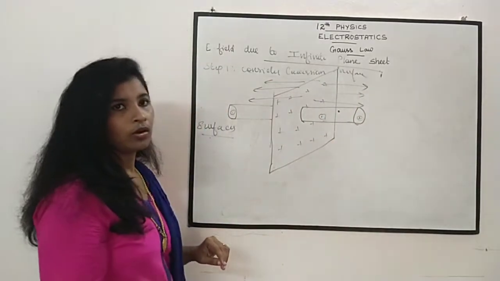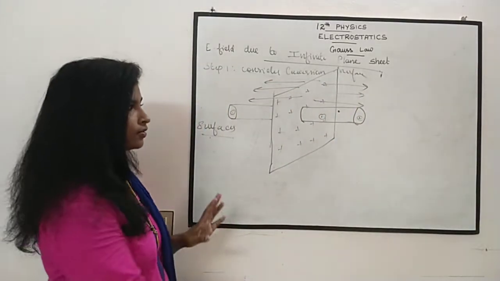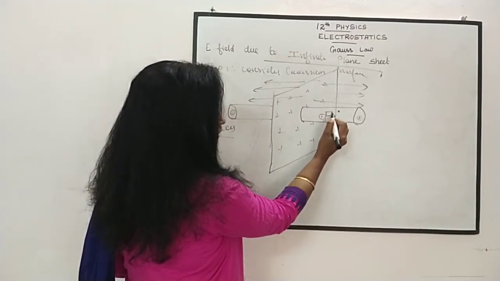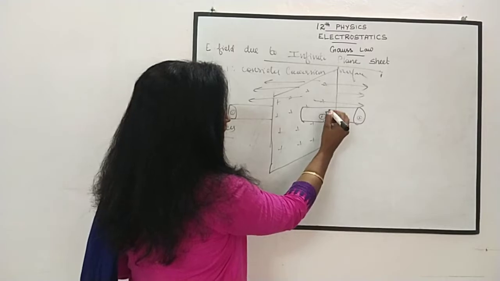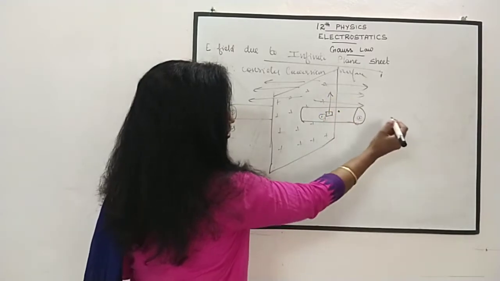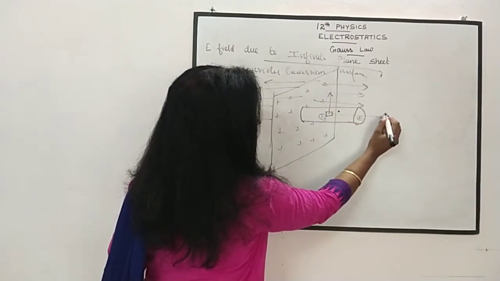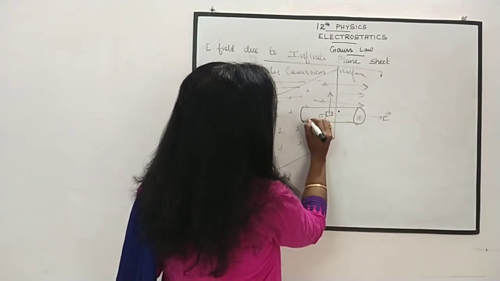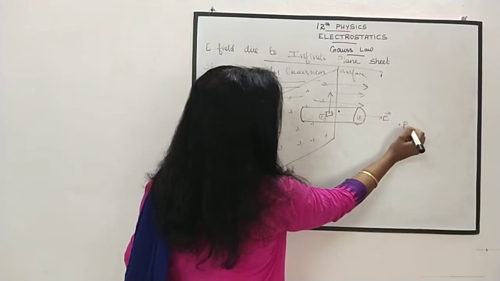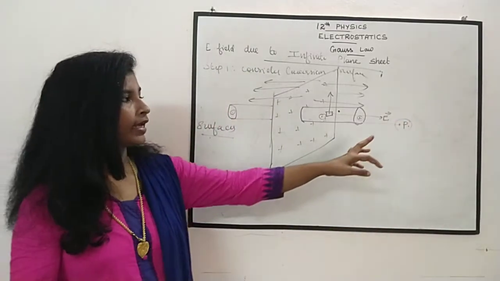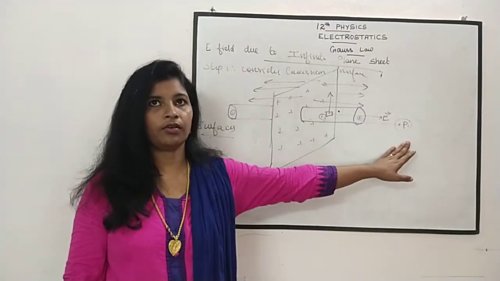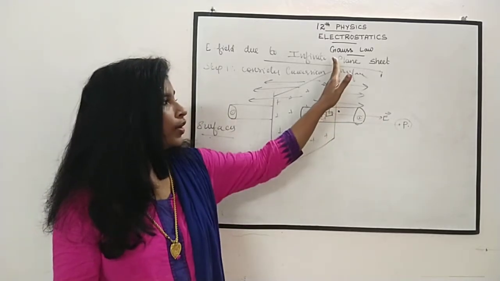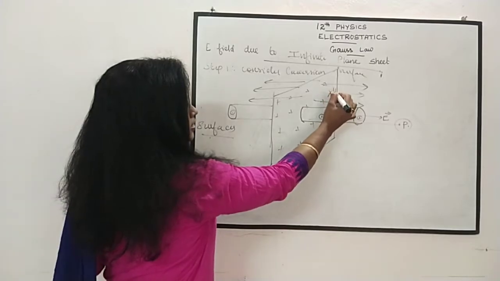Now let us consider the area vector. For this curved surface, let us take this area. When you take this area, this is my area vector. This is the direction of the electric field here. I am going to find the electric field at this point P. For the curved surface, the electric field is like this, and your area vector is in this direction.